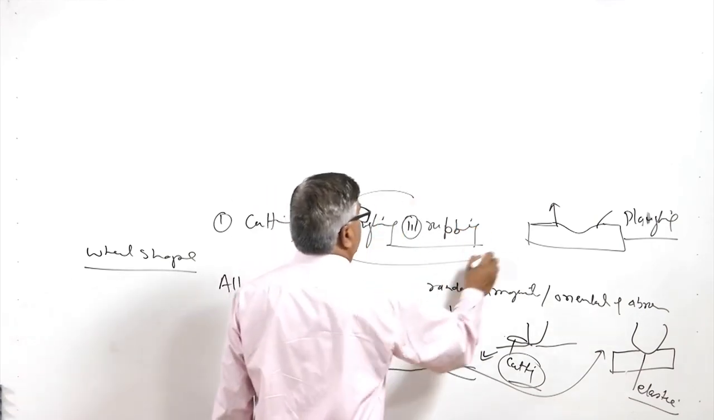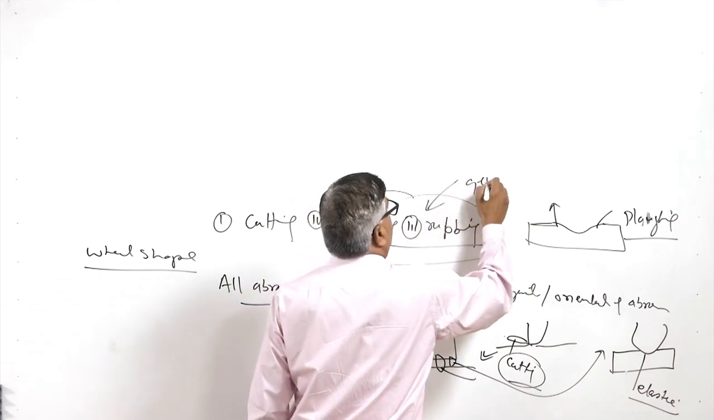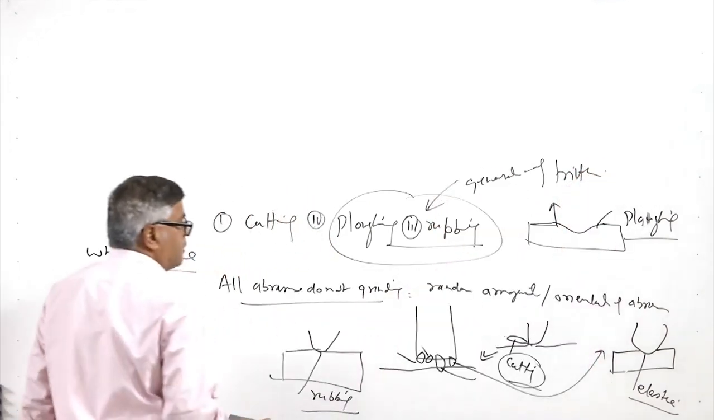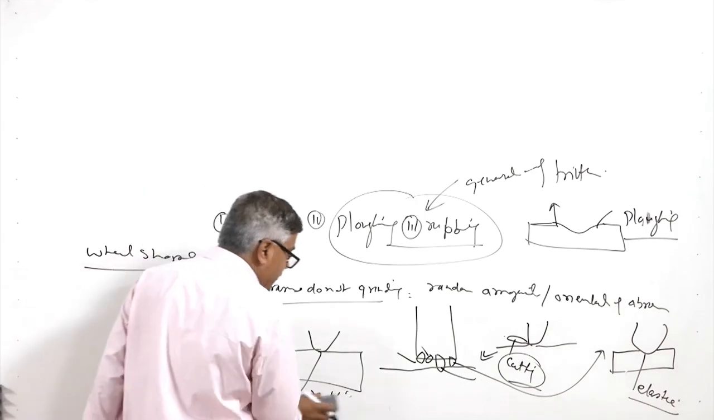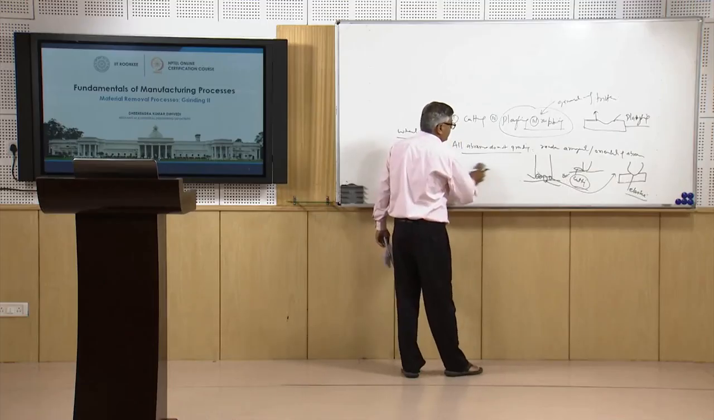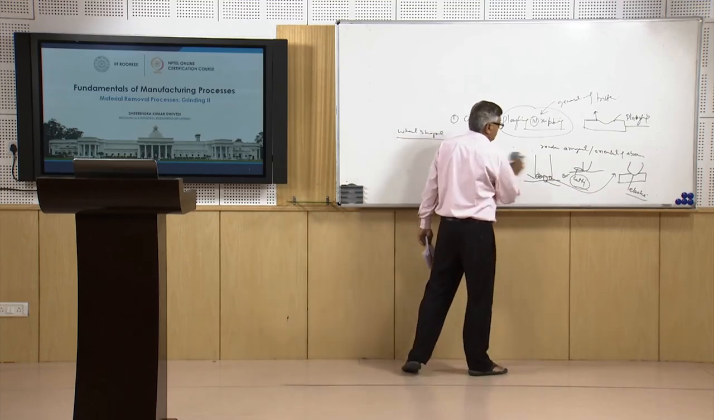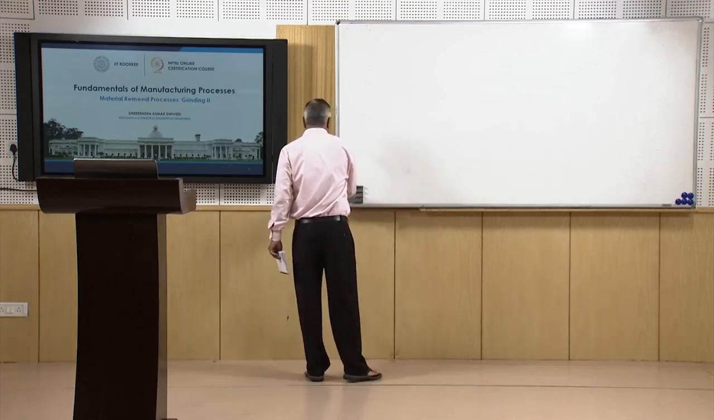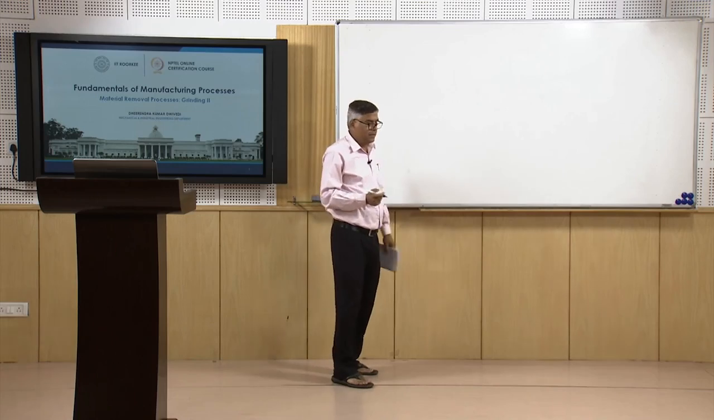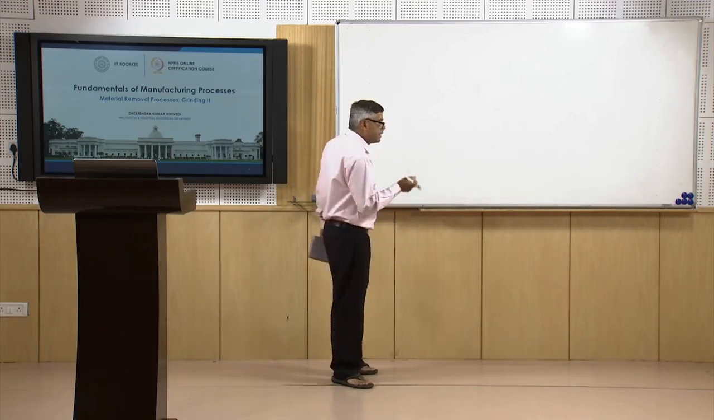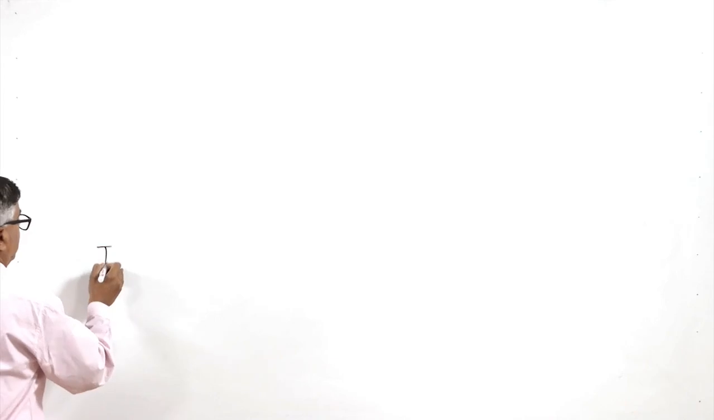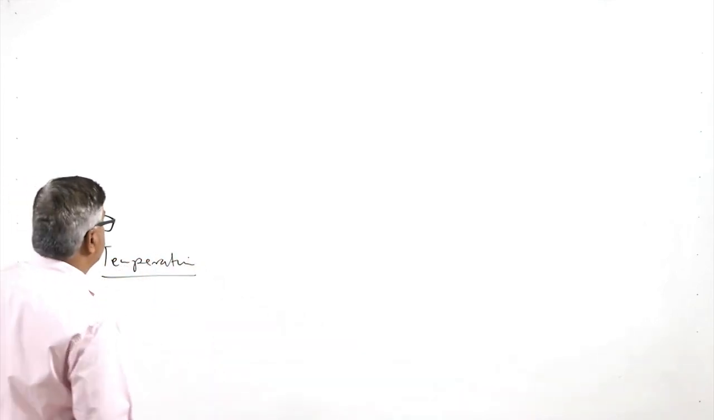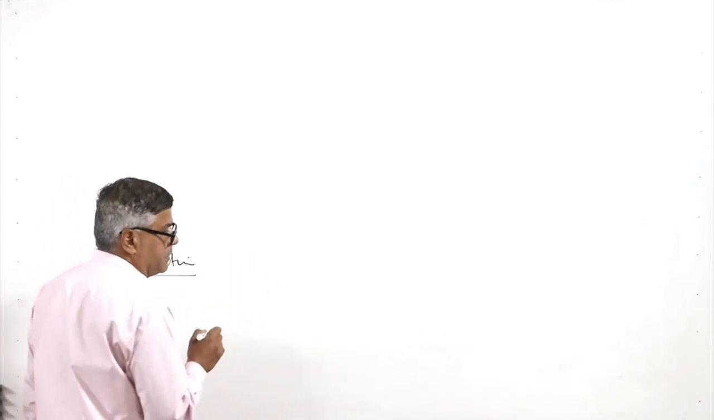So the ploughing and rubbing basically contribute to the generation of frictional heat. This frictional heat affects the surface of the workpiece as well as the grinding wheel. Because of the rubbing and the ploughing, as we have seen, a few abrasives will be performing the cutting, while other abrasives will be just causing the ploughing and the rubbing. So that leads to the rise in temperature during the grinding, especially of the workpiece.